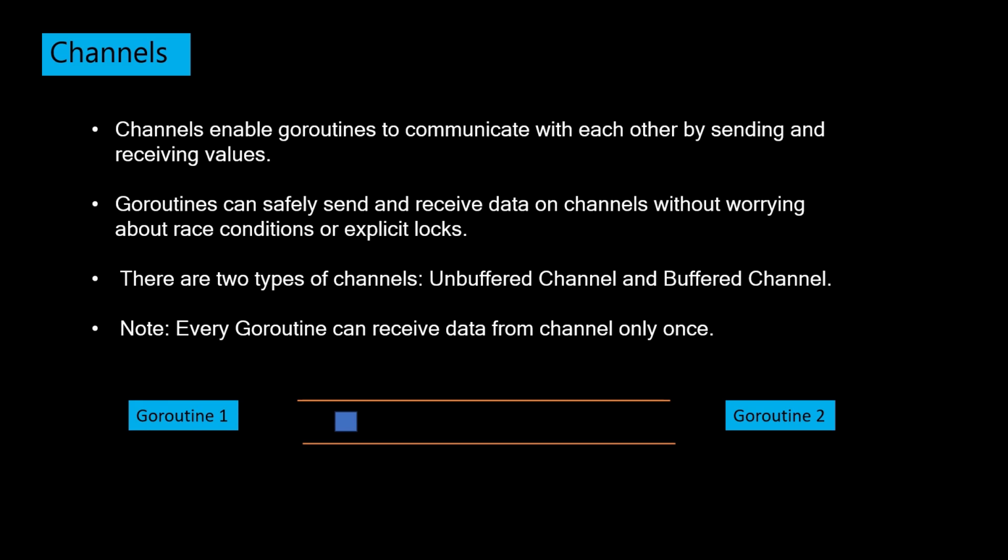There are basically two types of channels, unbuffered channel and buffered channel. Note that every goroutine can receive the data from a channel only once. As you can see, goroutine 1 is sending some data on the channel and goroutine 2 can receive it, thus enabling them to communicate with each other.